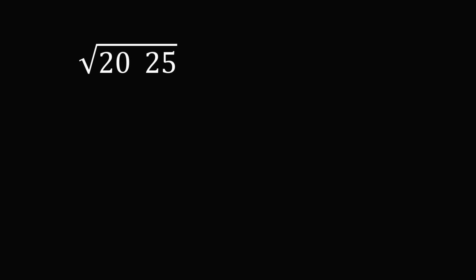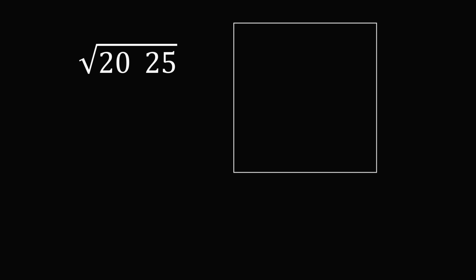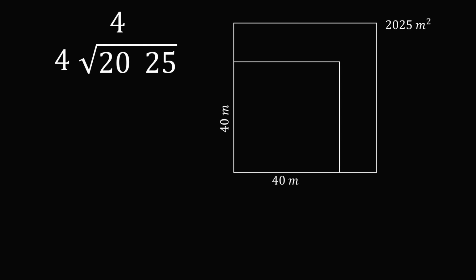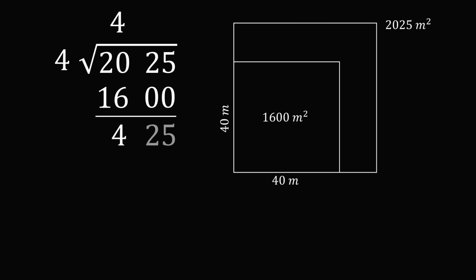Now let me show you a geometrical derivation as well. So let's say we have a square, and we need its area to be 2025 square meters. So let's say we get the first number, which is 40. So we have a square that's 40 by 40, and that takes up an area of 1600 square meters. Now, how do we get the remaining area? It'll be 425, and it will be divided up into 3 different rectangles.